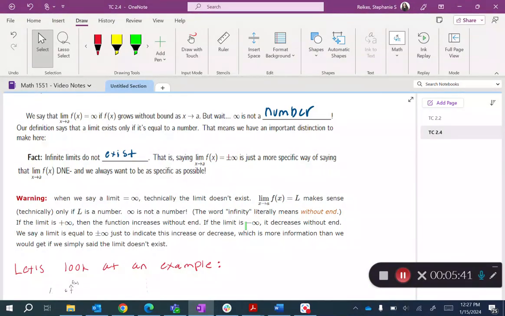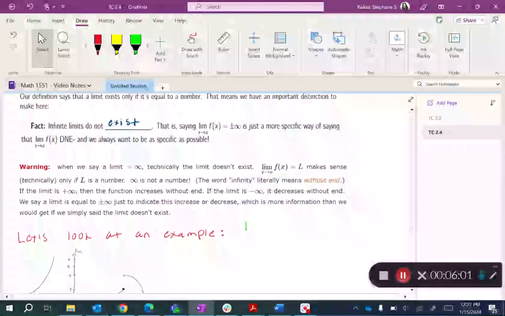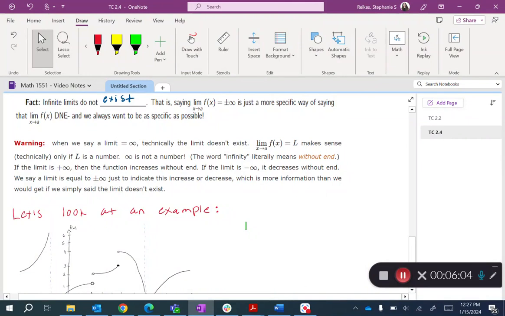Quick little fact: infinite limits do not actually exist. Saying the limit as x approaches a of f of x equals plus or minus infinity is just a more specific way of saying the limit as x approaches a of f of x does not exist. And we always want to be as specific as possible, so we have to be careful of that. Again, I have a little warning explaining that in further detail if you would like to take a look at that. So let's take a look at one more example, and that involves infinity.